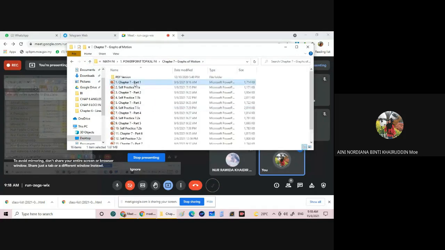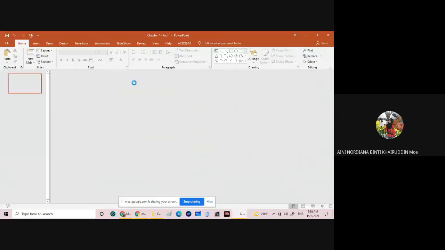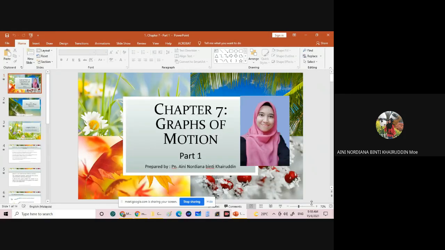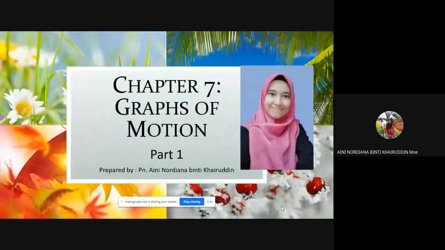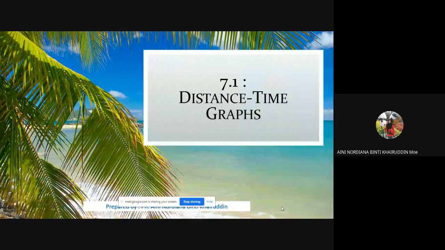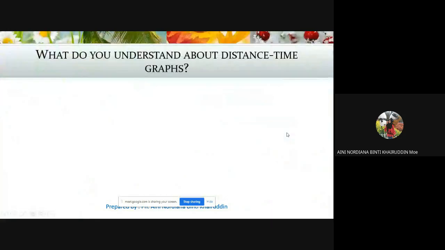Chapter 7. Graph of motion. Okay, kita nak tengok yang pertama distance time graph. Objektif kita draw distance time graph. Macam mana nak lukis? So what do you understand about distance time graph?